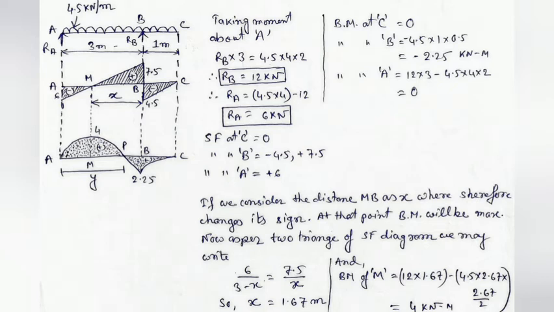Now we are calculating the bending moment at the point M. That would be negative 4.5 into (1.67 plus 1) into 2.67 divided by 2, and positive value of RB, that is 12, into x, meaning 1.67, and the bending moment at point M will be 4.